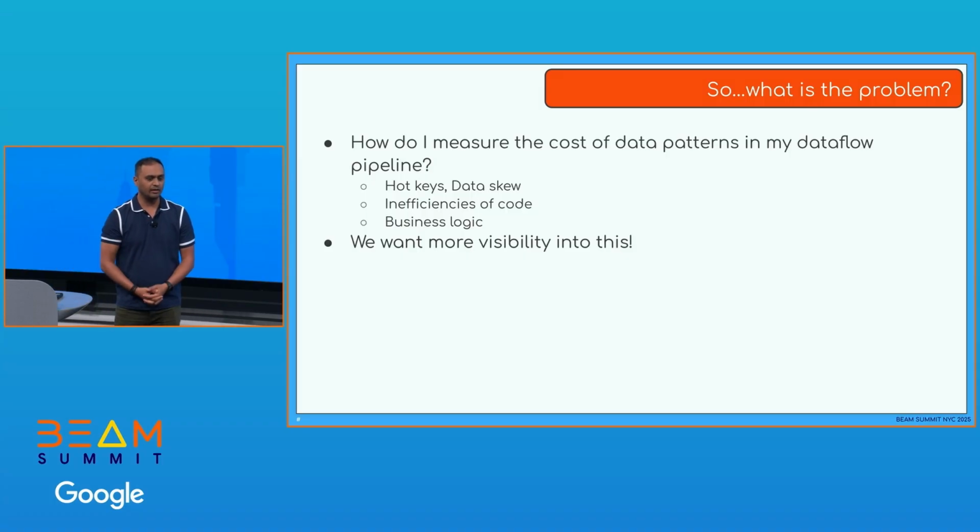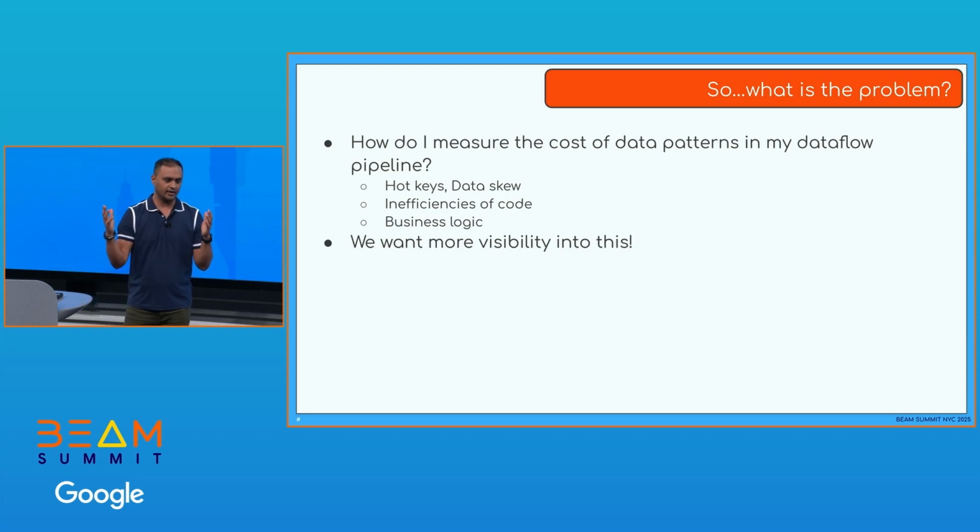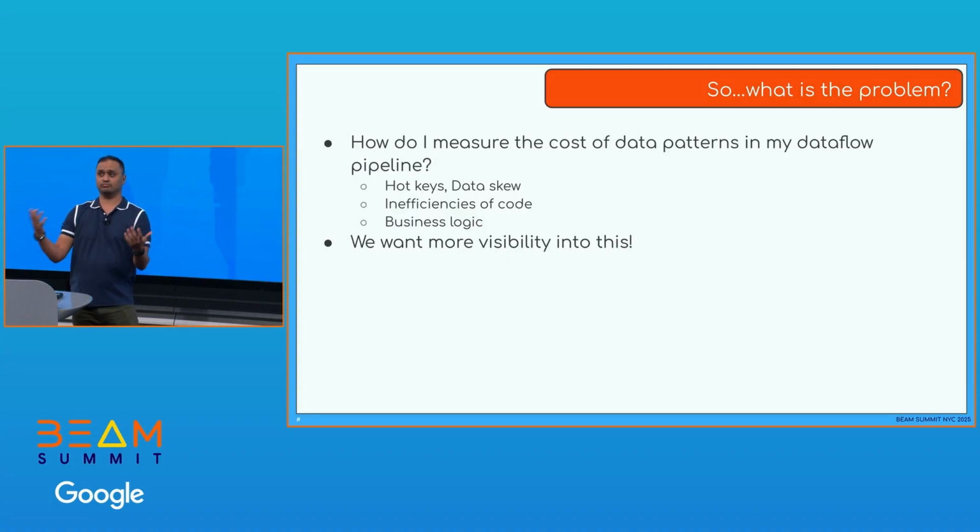So some of the things we tackle with that is like hotkeys, data skew. If you have something that is really configured badly in your rule, there's a way to track that. Then you can also figure out inefficiencies in your code by tracking what you're actually doing in the pipeline. And it also begs the question of, is your business logic correct? Is what you're trying to do in your steps actually intentional? Is that what you actually want to do, or is there some other better way to do these things?